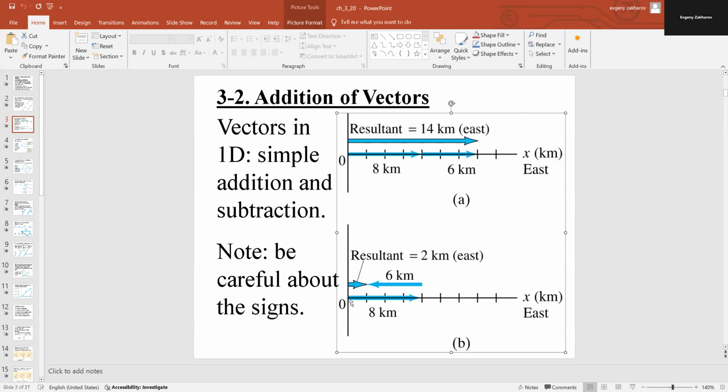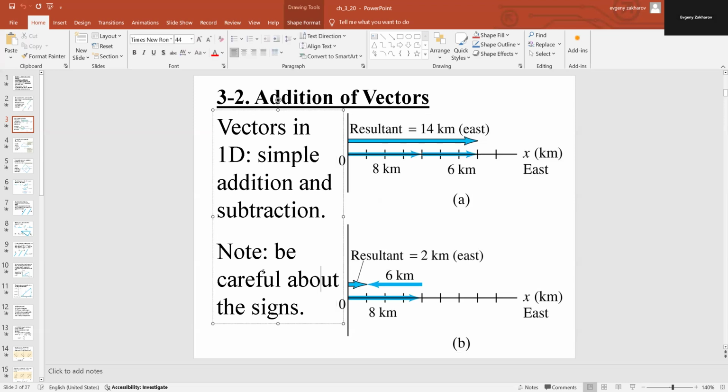I want to point out that the way you do it is always tip to tail. You draw the first vector, and then from the end of the first one, you put the beginning of the second one, and as a result, you connect the initial position from the first one and the final position from the second one.